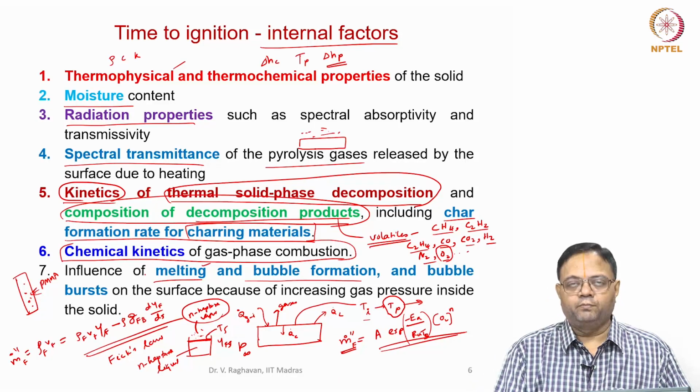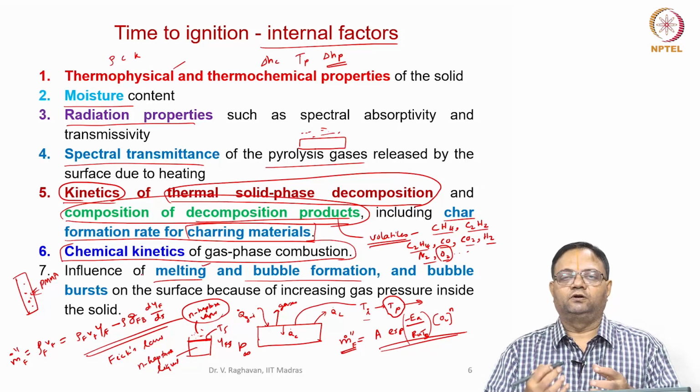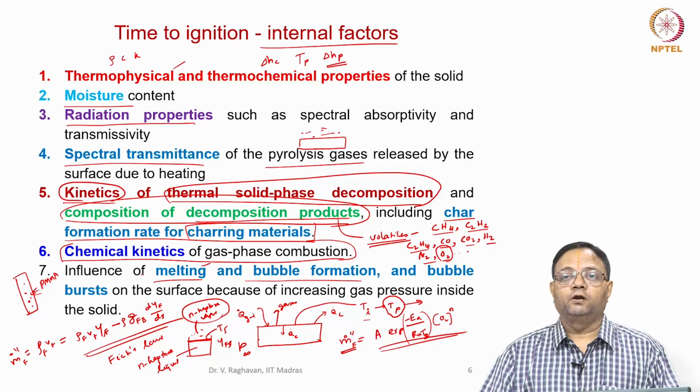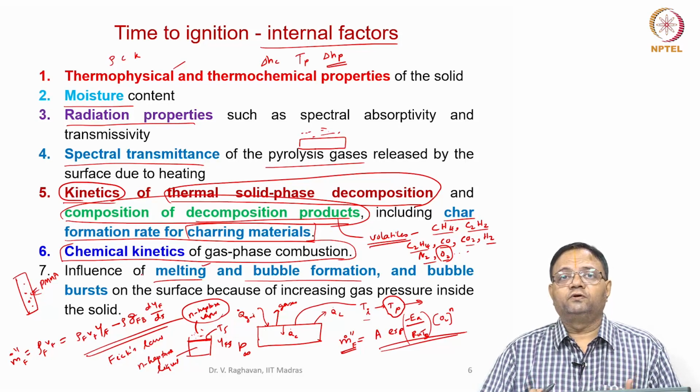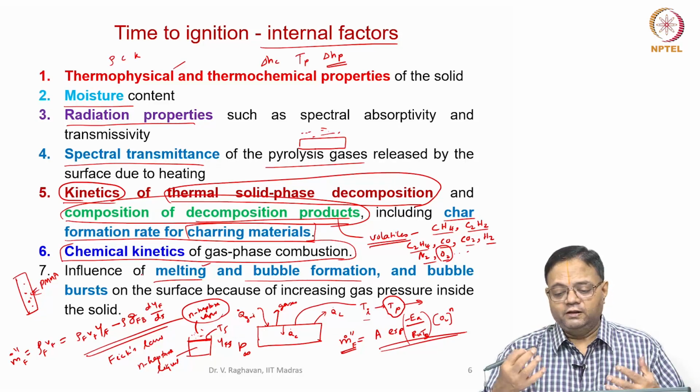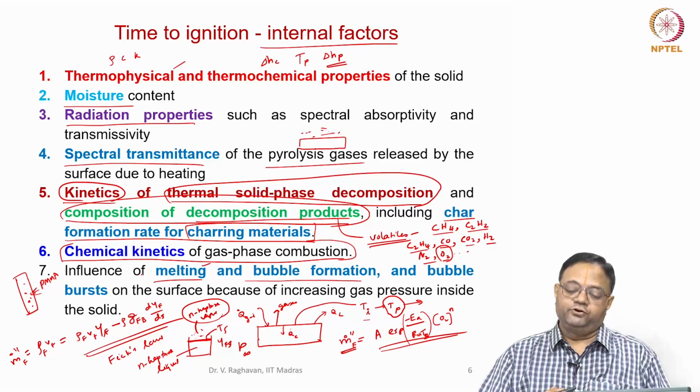Why is kinetics important? Because ignition is a premixed combustion, correct? So, kinetics is very important, but what is the premixed reactant we have, that should be known to us in order to analyze that. So, these are the factors which affect the time to ignition.